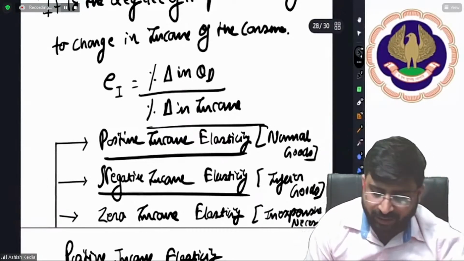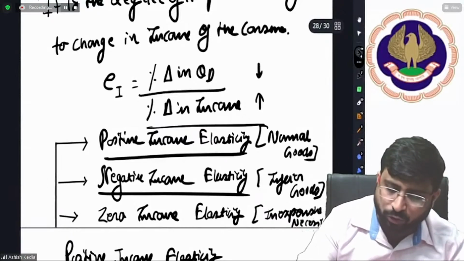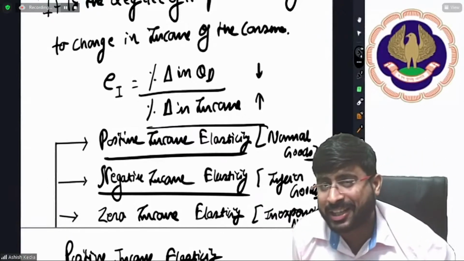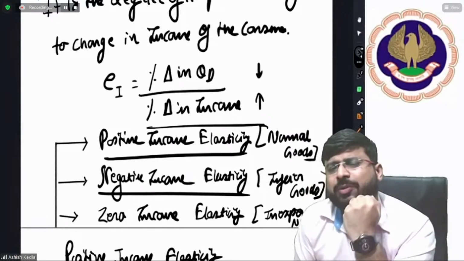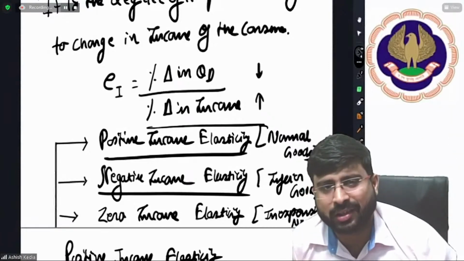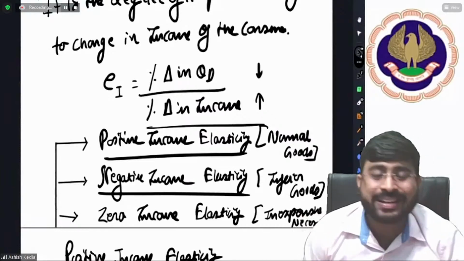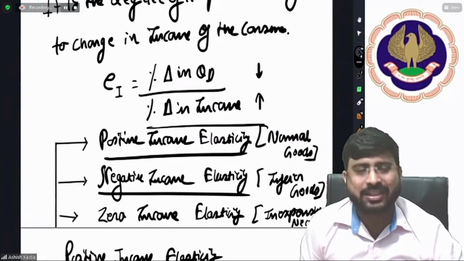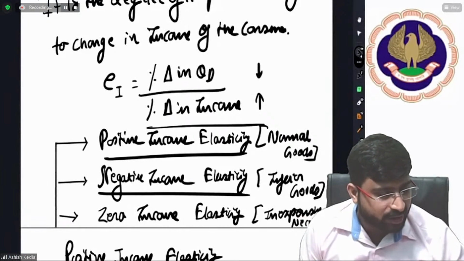Sir, what is negative income elasticity? So suppose a rise in income is leading to a fall in demand. You remember I explained inferior goods. When your income rises, will you consume inferior goods anymore? No, sir, we will shift to better commodities. That's what I'm saying. So when your income rises, quantity demanded falls. That's called negative income elasticity.